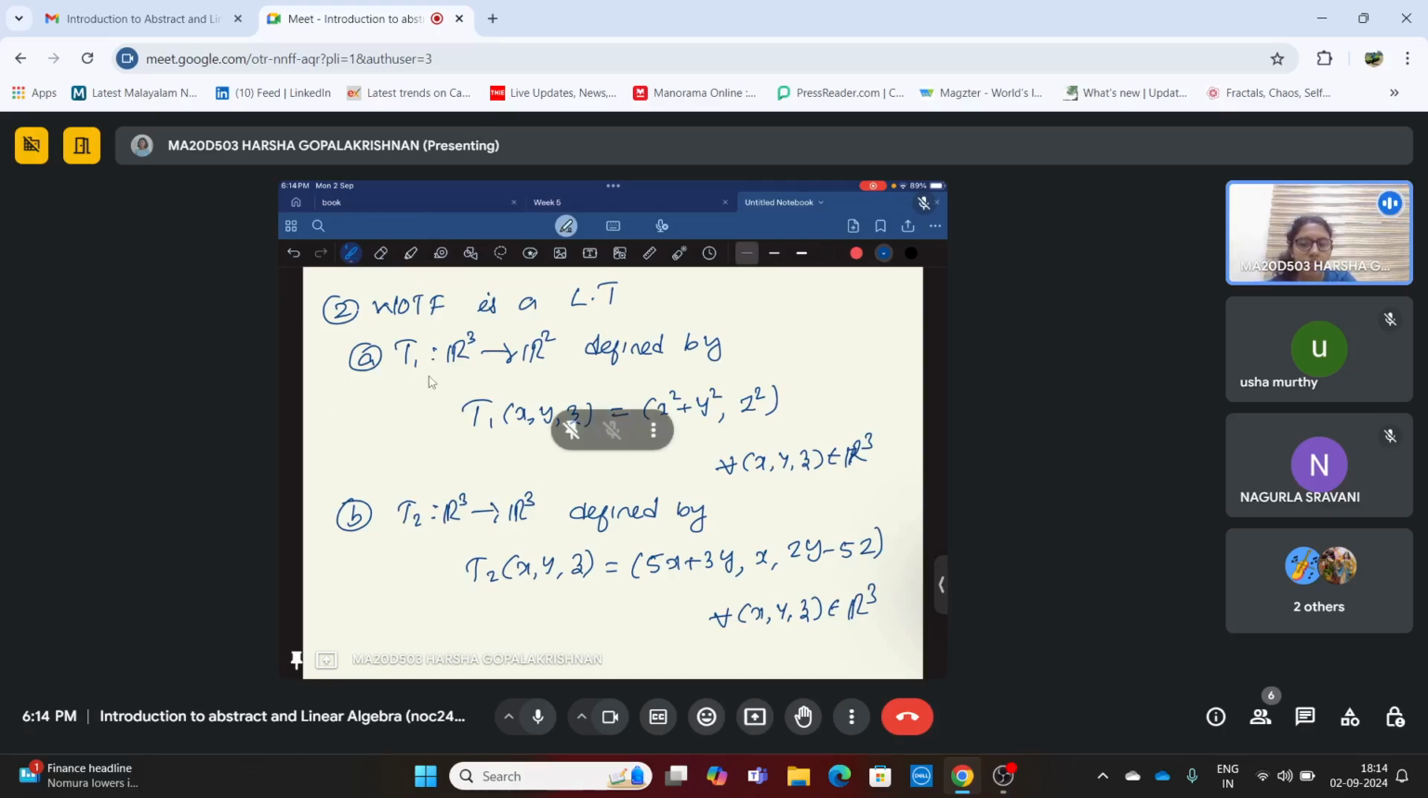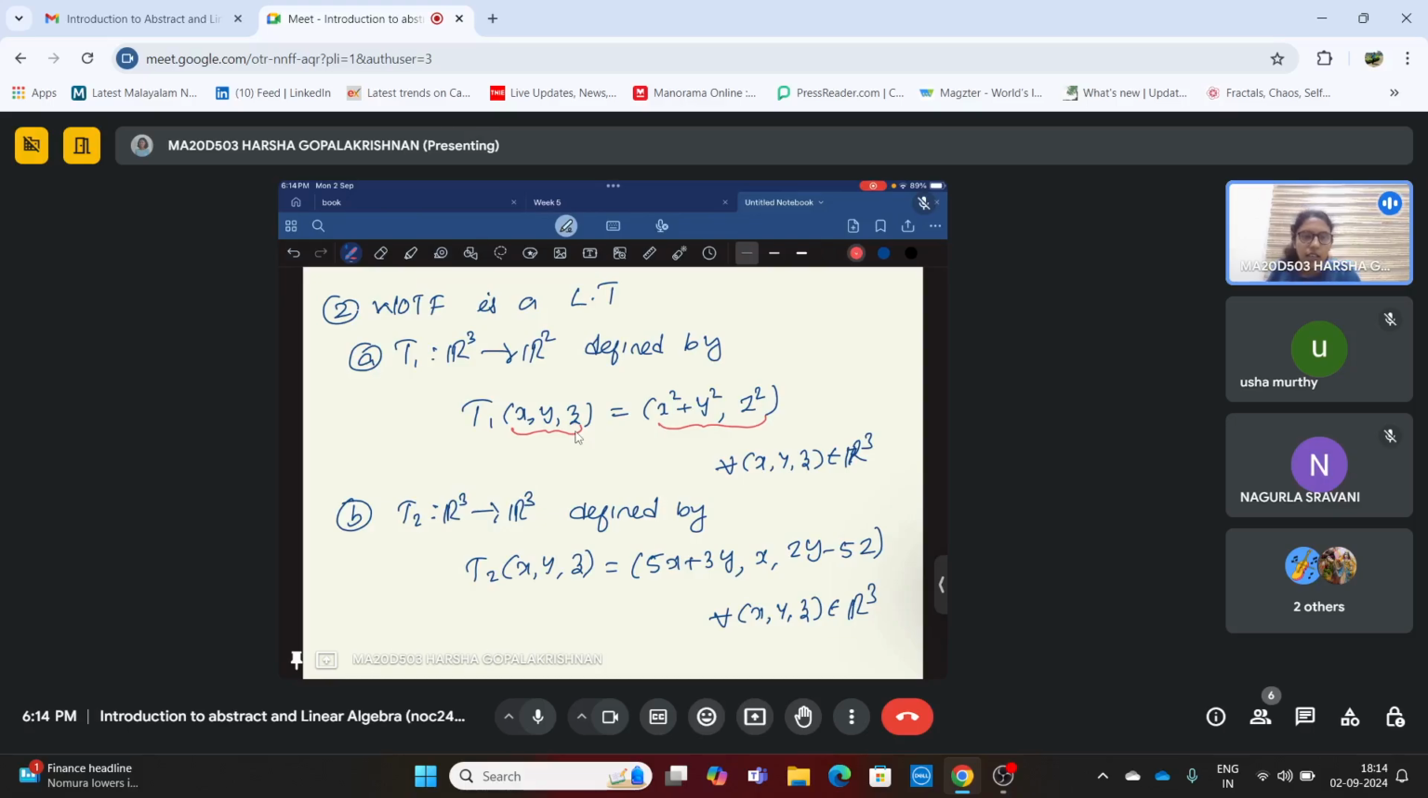A part, T1 from R3 to R2. We can see XYZ is coming from R3, correct? This XYZ is coming from R3. So, T maps R3 to R2. Here we have two coordinates only. So, this is in R2. Okay. And it is defined like this.